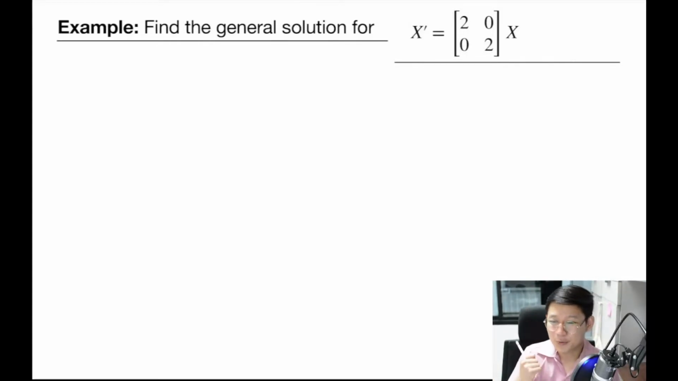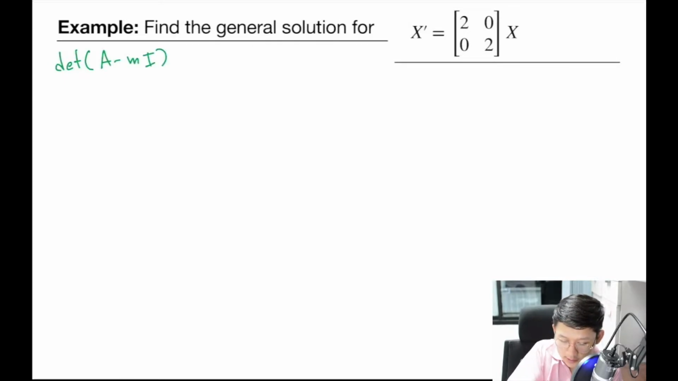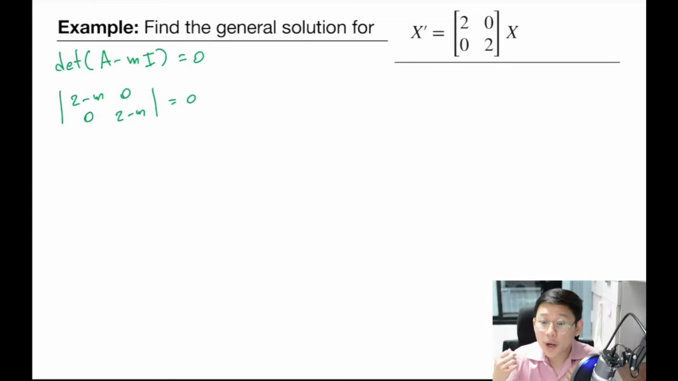I think you're already familiar with how to solve systems of linear DEs. So first, we need to look at the characteristic equation, which is the determinant of A minus mI equals 0. And in this case, we would have the determinant of the matrix with 2 minus m, 0, 0, 2 minus m equals 0. I'm trying to go a little quicker, because if I am doing it slowly, in the exam you might be doing it slowly as well, and you might not have enough time to finish all the questions. So I'm trying to go a little faster so that you are familiar with the speed, and in the exam you would be able to manage to get all the questions done in time.